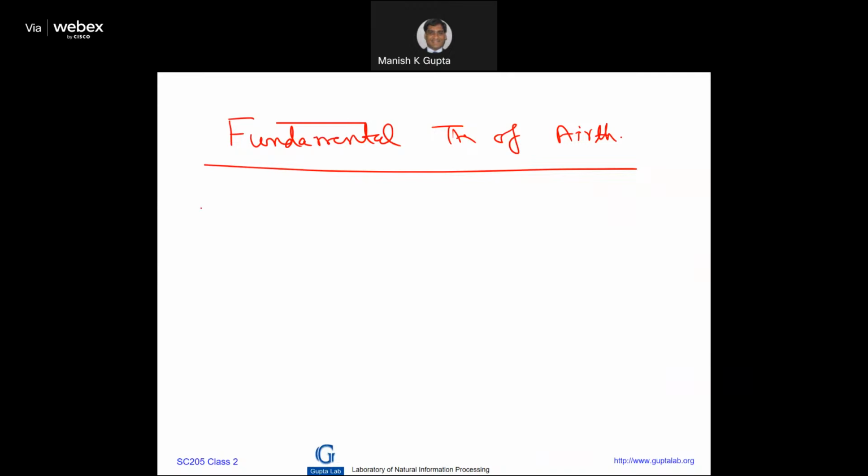So this is the fundamental theorem of arithmetic. If n is greater than 1, n is equal to p1 raised to power alpha 1, p2 raised to power alpha 2, pk raised to power alpha k, right? This is the fundamental theorem of arithmetic, for some k primes, fine.